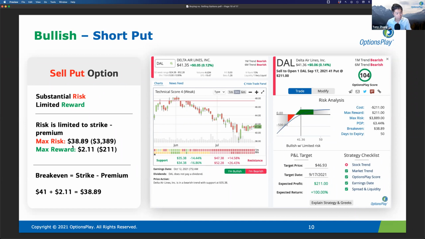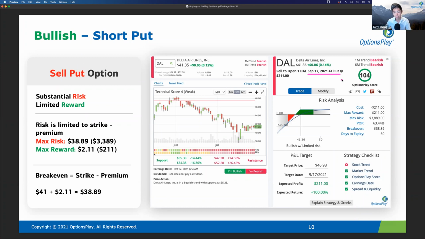So in this particular case, when I sell a put option, my max risk is actually $38.89 or $3,389 on Delta Airlines. Or actually, let's back up one second. Let's say I was to sell the September $41 puts. What that means is that I am a seller, meaning I have the obligation as a put seller. So someone who's buying this put has the right to sell the stock, which means that as a put seller, I have the obligation to buy the stock.